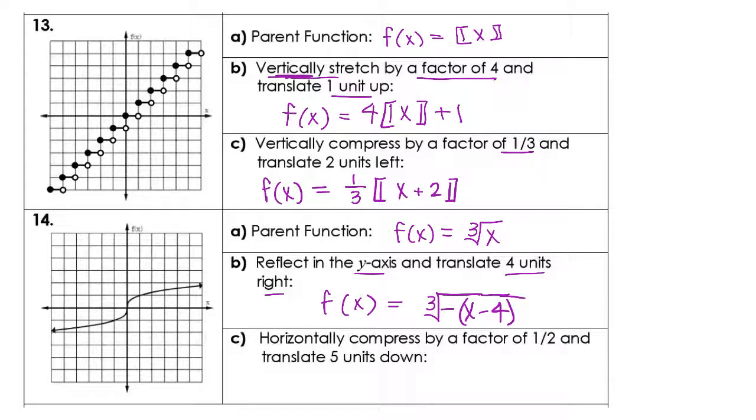All right, part C, horizontally compressed by a factor of 2. So horizontal means inside, and a factor of 1/2 means I need to flip that to be 2. And translate 5 units down. So we're going to have f of x equals, and remember horizontally means inside, and it's the reciprocal. So we're going to have 2x, and then we're going to move 5 units down, so it's going to be a minus 5 on the outside.